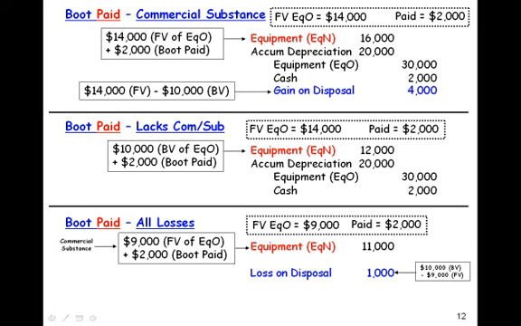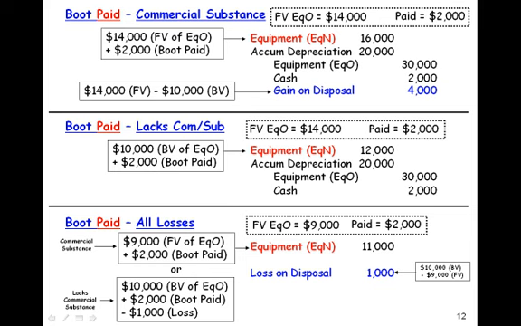If the exchange has commercial substance, the new equipment is recorded at the fair value of the old equipment plus the boot paid. If the exchange lacks commercial substance, the new equipment is recorded at the book value of the old equipment plus the boot paid and minus the loss recognized, and the remainder of the entry is the same.